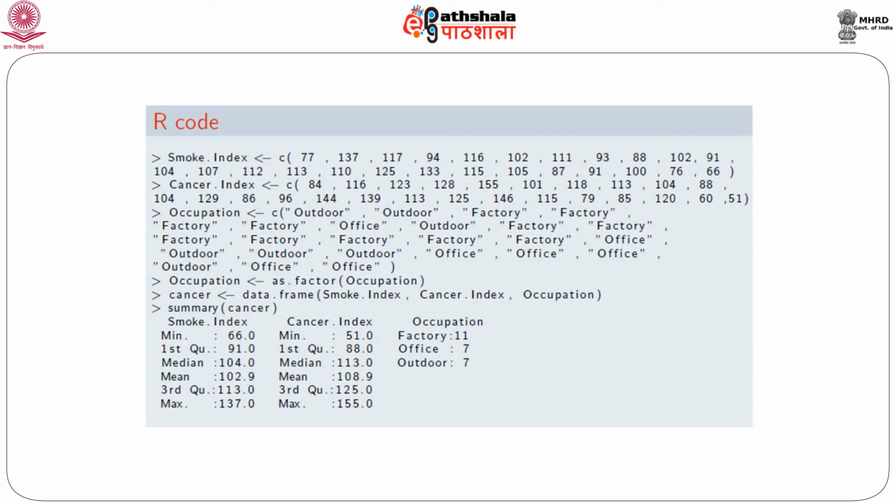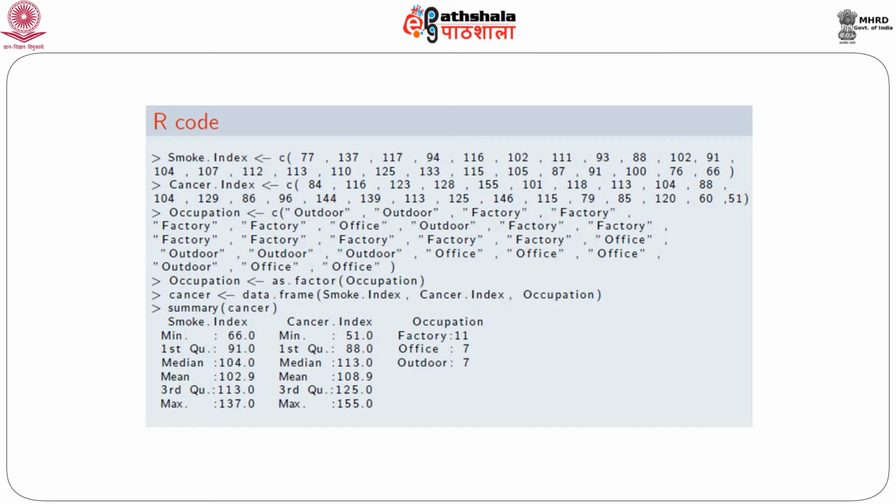In case we want to use regression with a dummy variable in R, we will have to first define the categorical variable as a factor, and that is what we have done here. We actually redefine the variable occupation and define it as a factor. Thus, the three factors that we have here are outdoor, office and factory.